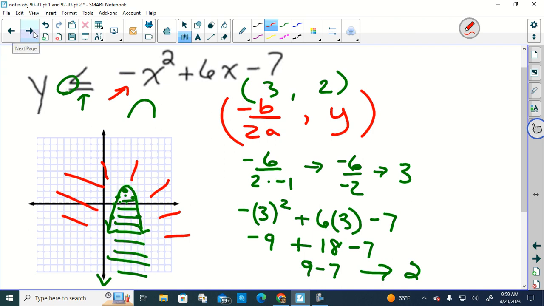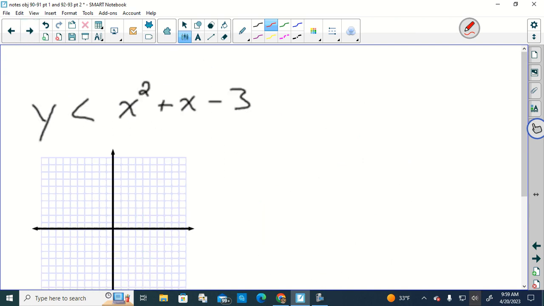Okay, I want you to try this one. Again, I'm pausing the video. You need to pause the video to try it. See if you've got this, because you're going to be doing the try it next.